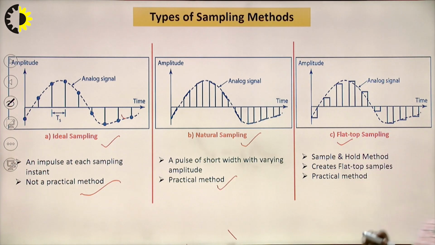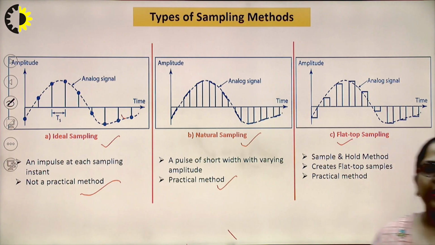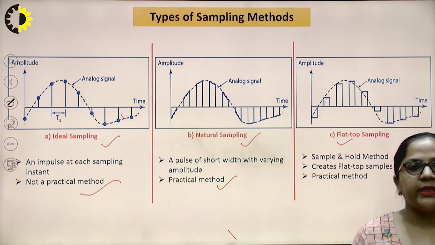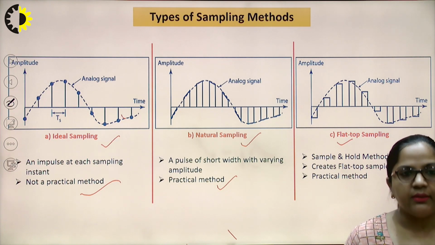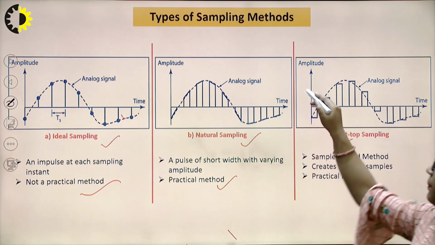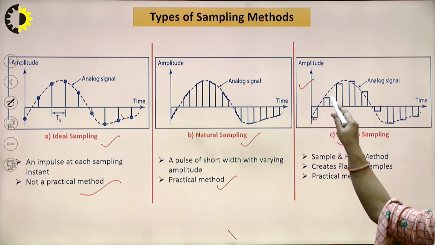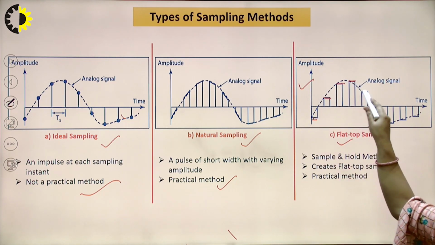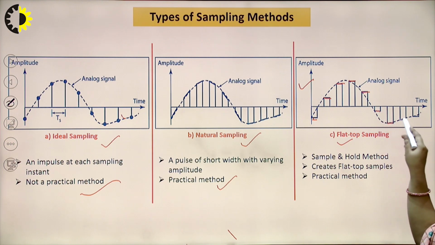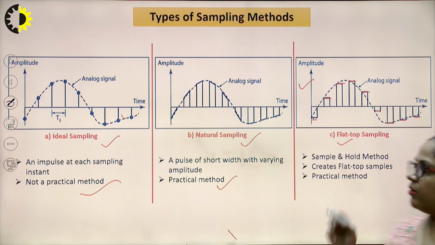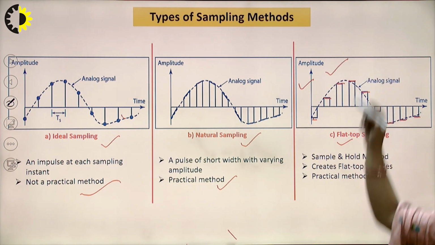The next is the flat top sampling method. This flat top sampling method can be obtained with the help of the sample and hold method, and in this sampling method, we get the flat tops of the sampled signal. Here the top part of the samples will remain flat. This is also a practical method.